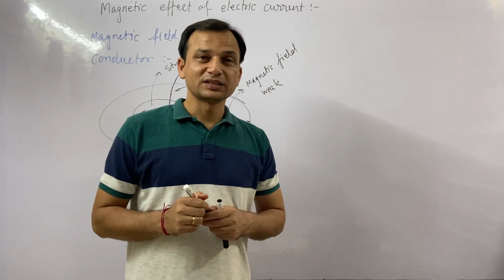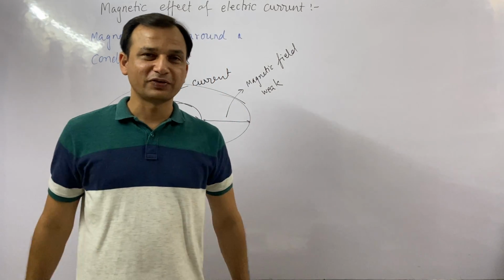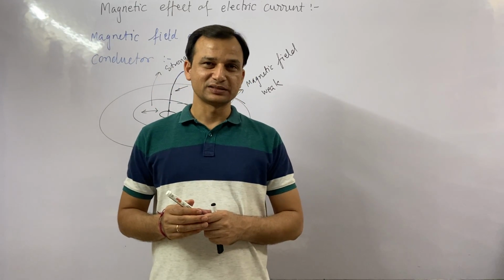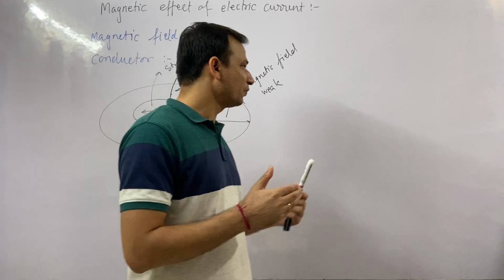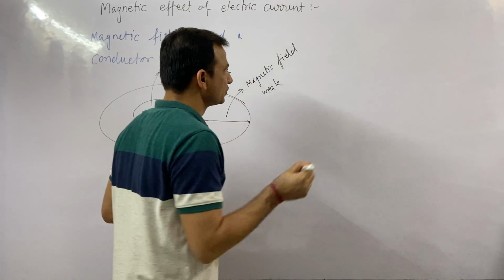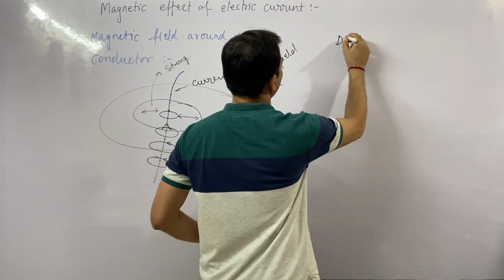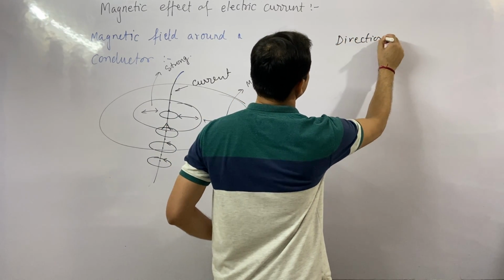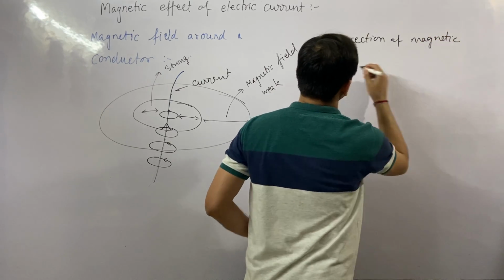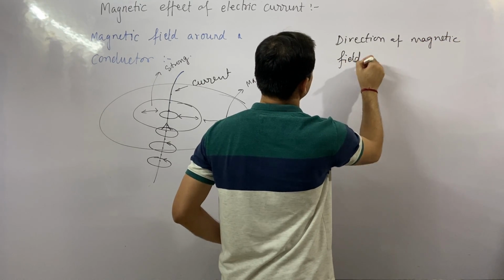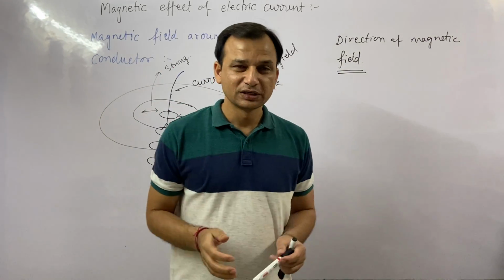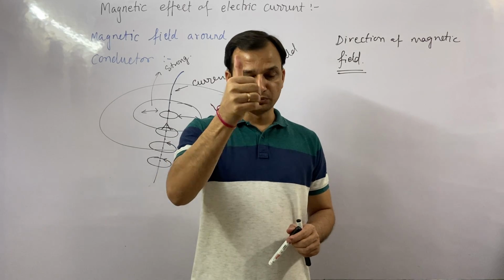Now the question is, if there are magnetic field lines, there must be a direction of magnetic field lines. So how do we know what is the direction of magnetic field lines? So this is the question: direction of magnetic field. To find the direction of magnetic field, we use the right hand thumb rule.